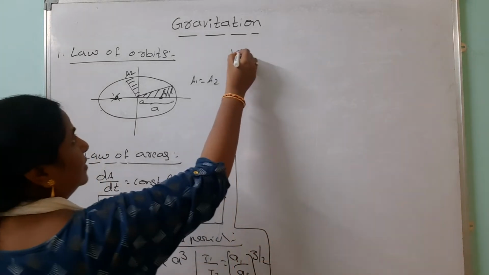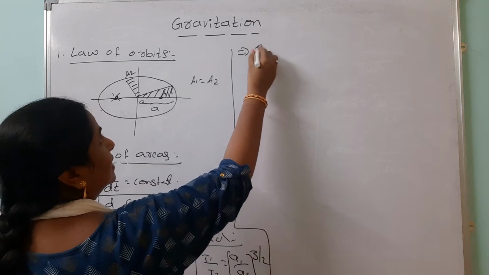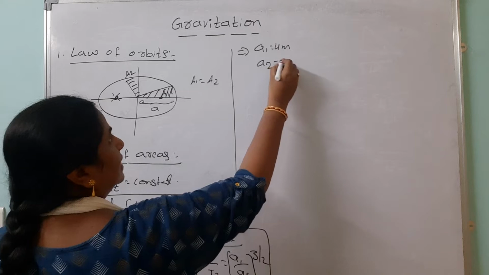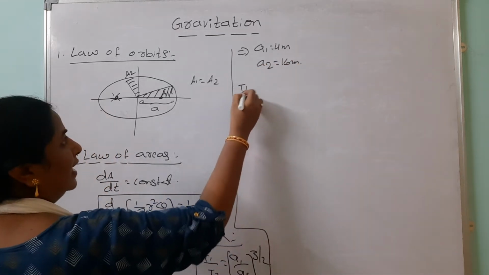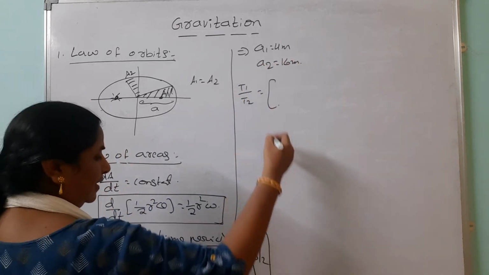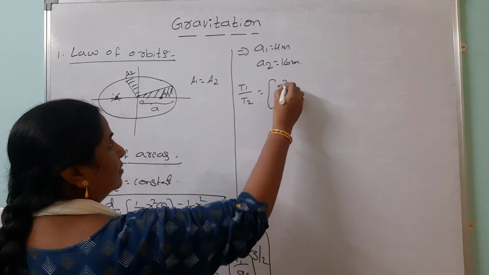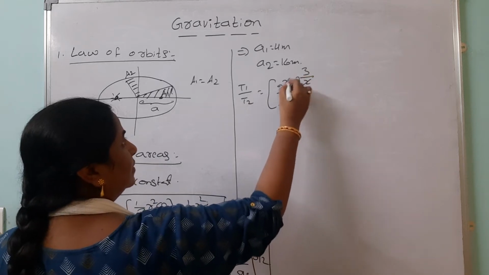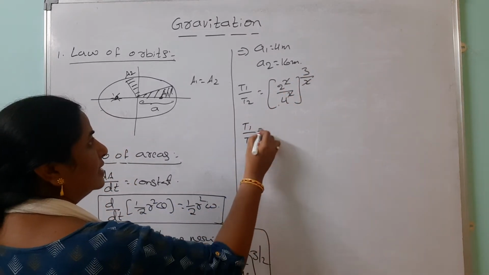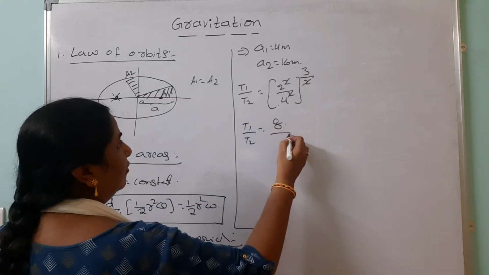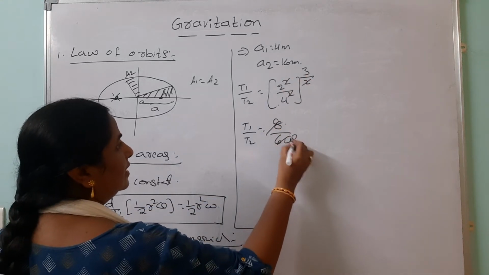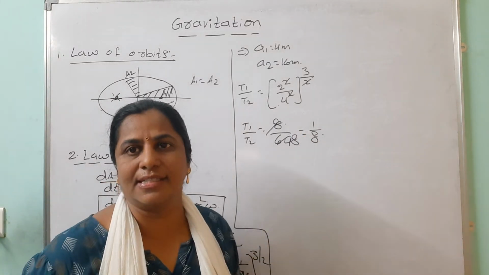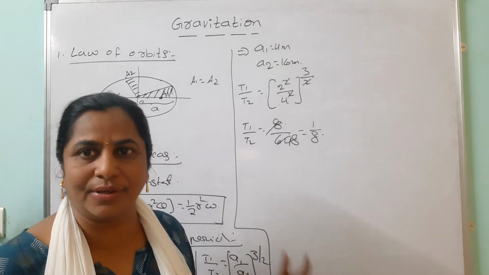axis cube. Suppose A1 equals 4 meters, then A2 equals 16 meters. Then how do we find the time period? T1 by T2 equals, I am writing 4 as 2 square and 16 as 4 square, to the power of 3 by 2. This 2 cancels. T1 by T2 is how much? 2 cube is 8 and 4 cube is 64. So our answer is 1:8. Like that, when you know the semi-major axes, we can find the ratio of the time periods.